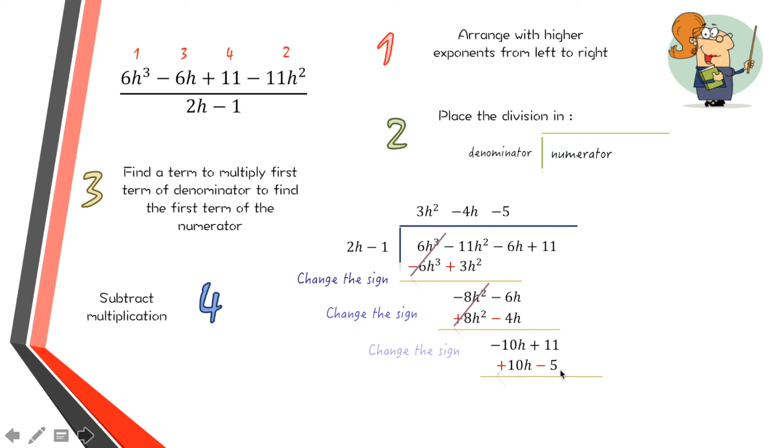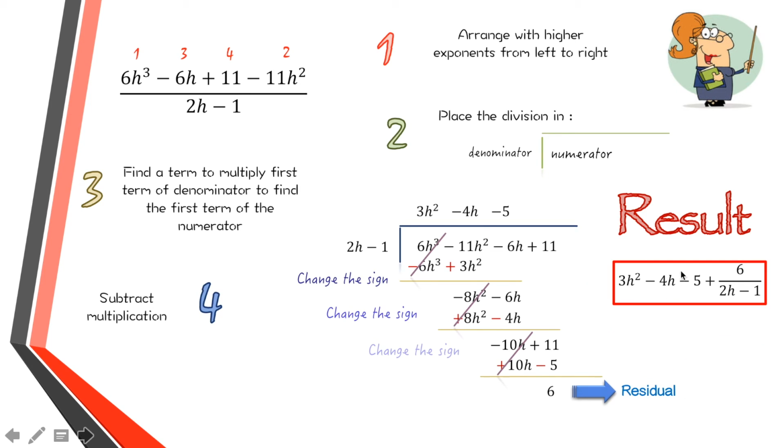We do the subtraction. Here is 0 and 11 minus 5 is 6. This 6 will be our remainder. So the result gives me 3h squared minus 4h minus 5 plus 6 over 2h minus 1.